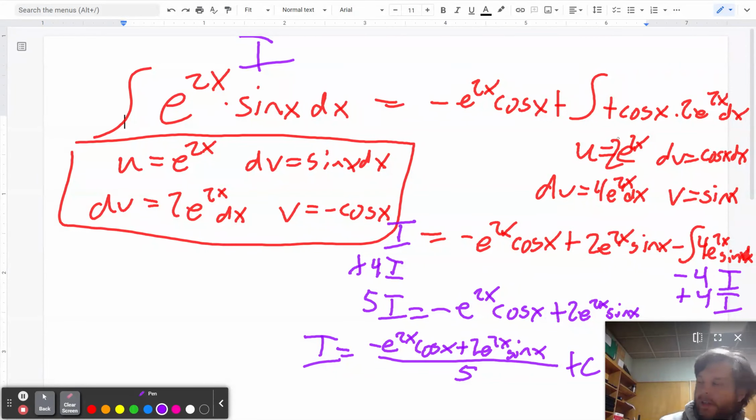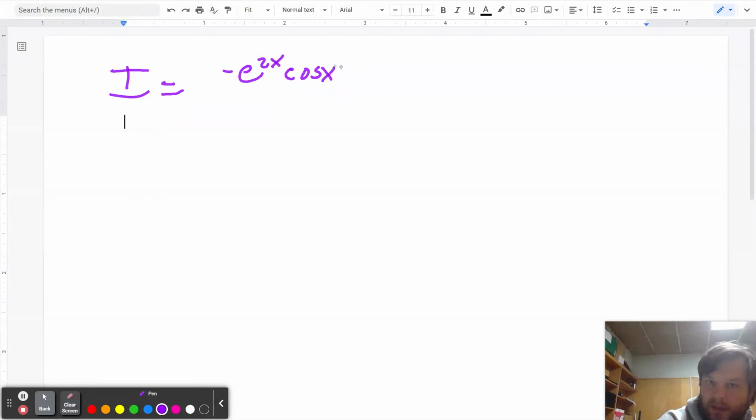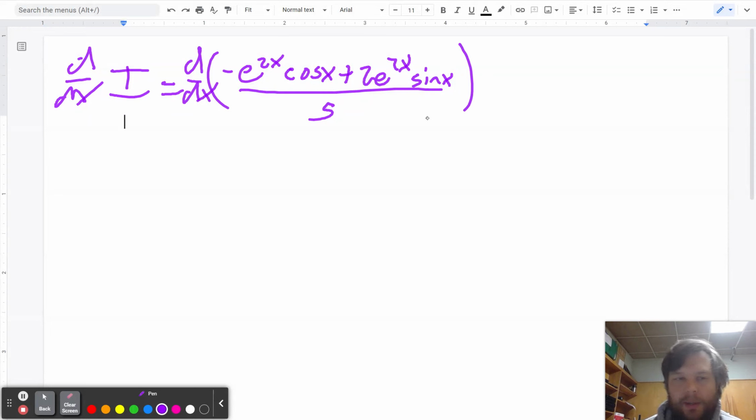So let's try that out. So I'm going to do the derivative of the whole thing we have there, and we should get back to just e to the 2x times sine of x. So let's try. We're saying negative e to the 2x cosine x plus 2e to the 2x sine of x, over 5. Let's take the derivative of all this fun stuff. So we'll do a couple product rules.